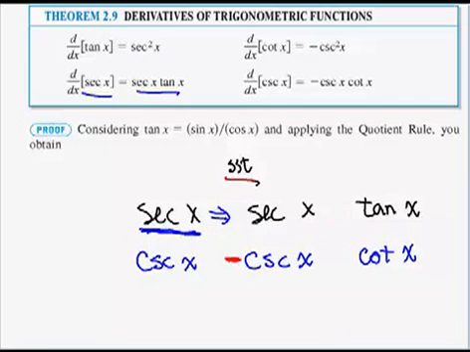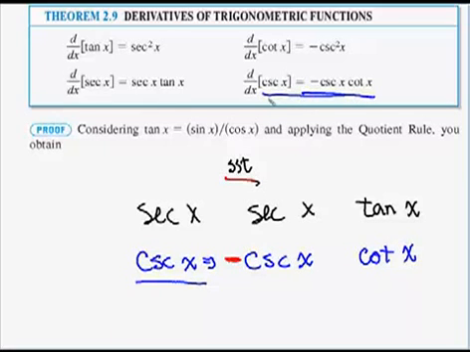And it works also in the bottom row. The derivative of cosecant is negative cosecant cotangent. Negative cosecant cotangent. And in the other direction here, the derivative of cotangent are these 2 multiplied together. Negative cosecant times cosecant is negative cosecant squared.